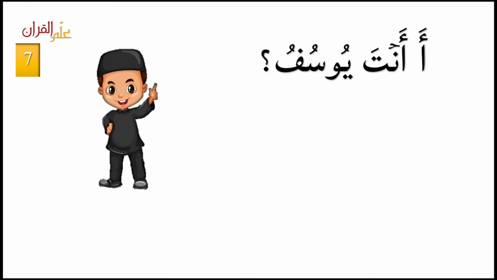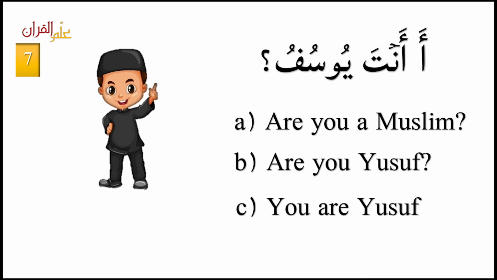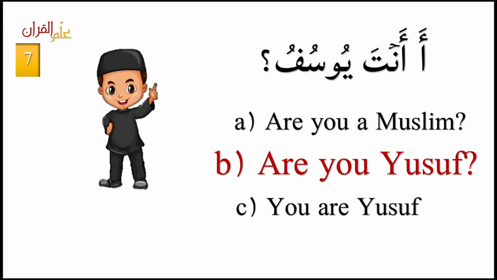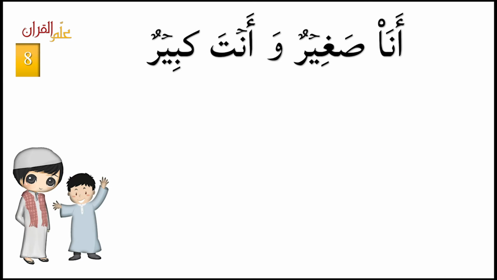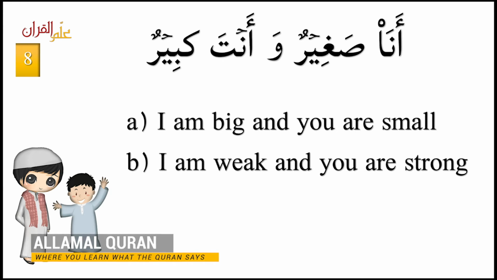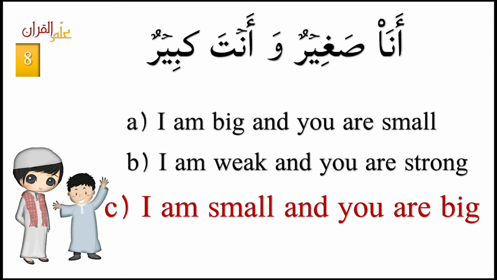Number 7. أأنت يوسف? A. Are you a Muslim? B. Are you Yusuf? C. You are Yusuf. The correct answer is B, are you Yusuf? Number 8. أنا صغير وأنت كبير. A. I am big and you are small. B. I am weak and you are strong. C. I am small and you are big. The correct answer is C.